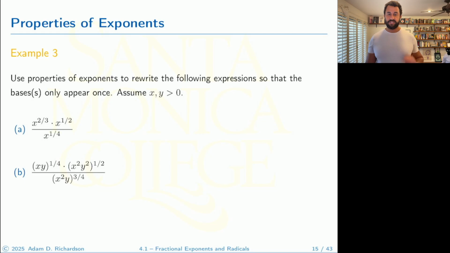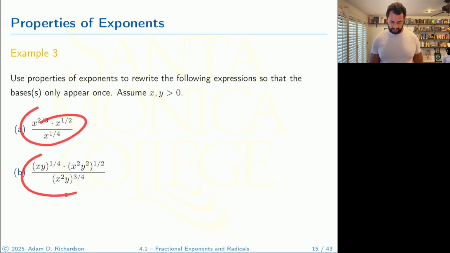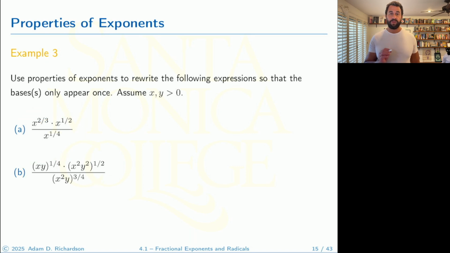Now we're going to use the properties of exponents to rewrite these expressions so that the bases only appear once, okay? I want you to try at least the first one on your own. Let me explain the goal here. The base involved here is x. So I want you to rewrite this expression as x to the something, okay? Just x to the something. So that's the first one I want you to try.